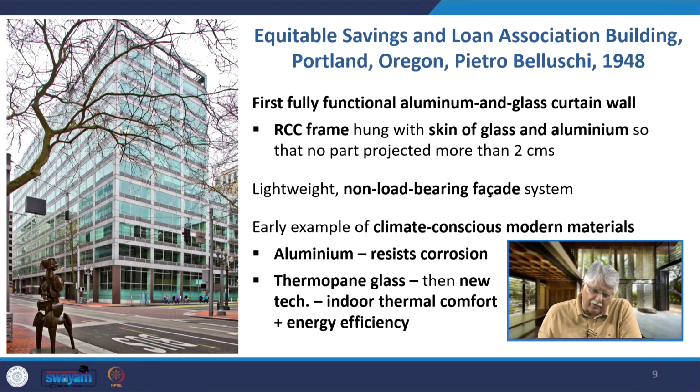Now when we come to the Equitable building, it was the first fully functional aluminium and glass curtain wall building. It had an RCC frame on which the skin of glass and aluminium was hung, and no part was projected more than 2 centimeters. It was a lightweight, non-load bearing facade, and an early example of climate conscious modern materials, like the use of aluminium that was corrosion resistant, and the use of thermopane glass that was a new technology at the time for increased endothermal comfort and energy efficiency.